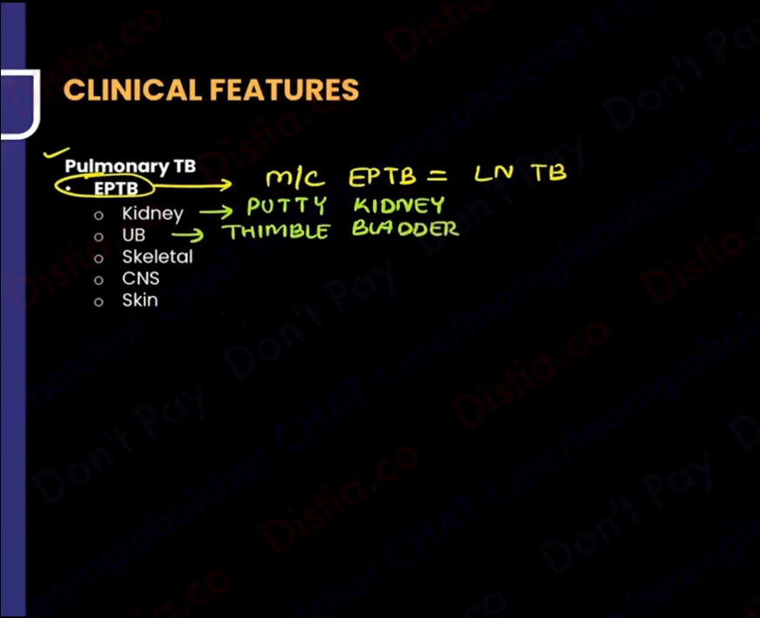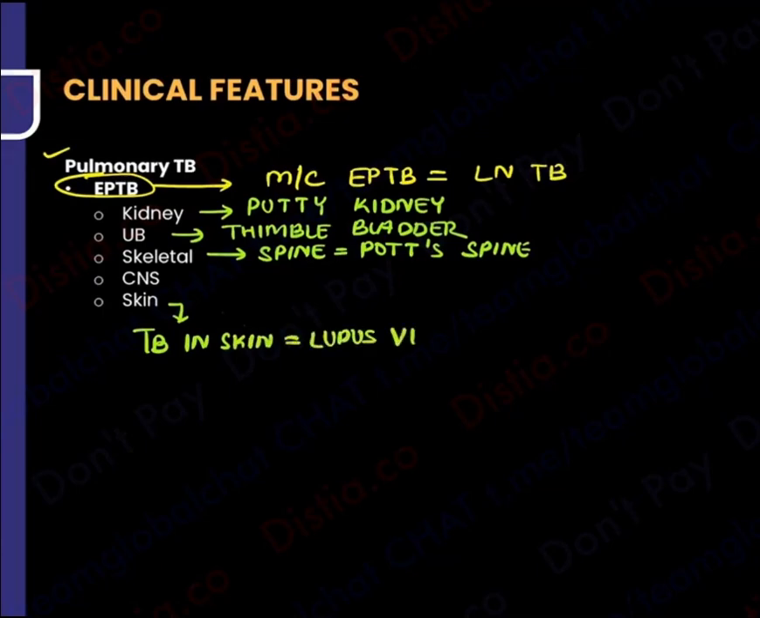If it occurs in the skeleton, and I'm not talking about the entire skeleton, I'm talking about the spine, what is that known as? Pott's spine. So these are some fancy words, and we all know the examiner loves fancy stuff. When we are talking about the CNS, yes, this can go to the brain as well. Can it go into the skin? Of course. When there is primary TB occurring in the skin, we call it lupus vulgaris.